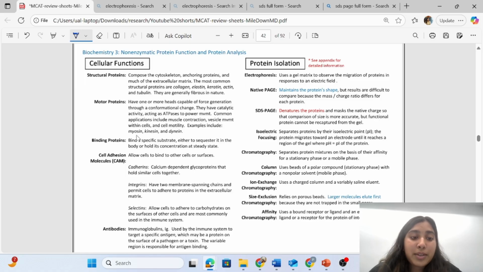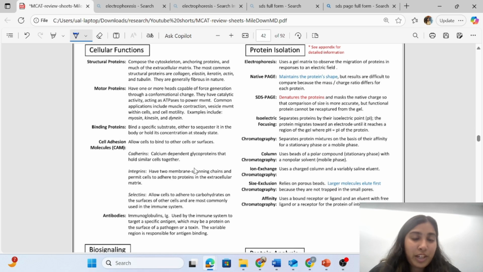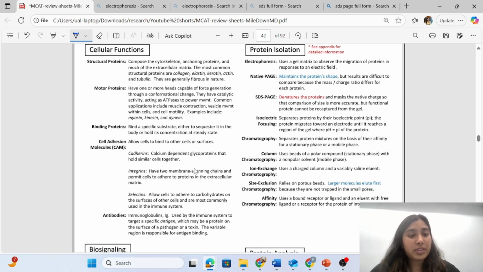These are myosin, which is the thick filament of the sliding filament theory, kinesin, and dynein. These are found in the flagella of bacteria or different cells, and in cilia, all those kinds of things, which help in the motility of some things.